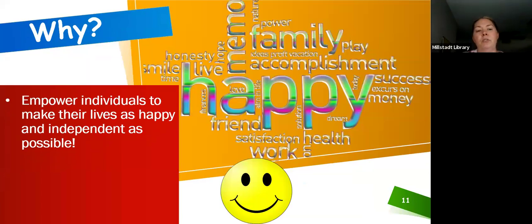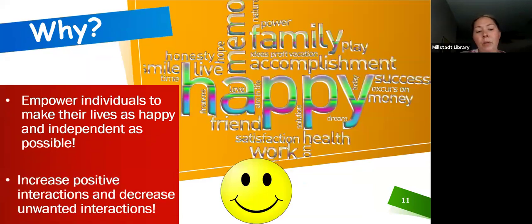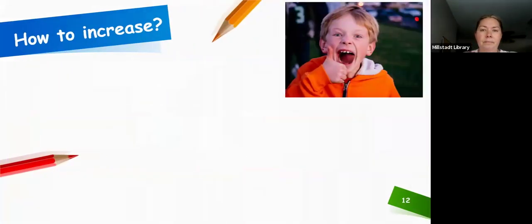Communities that have individuals that are able to be independent and happy are going to be able to grow that community and feel a sense of belonging. We ultimately want to increase positive interactions and decrease unwanted interactions.